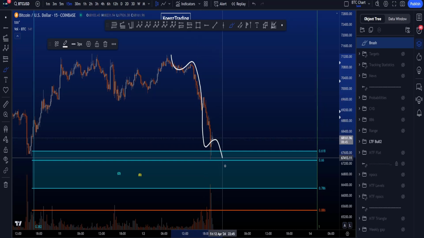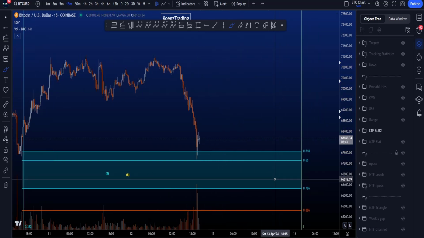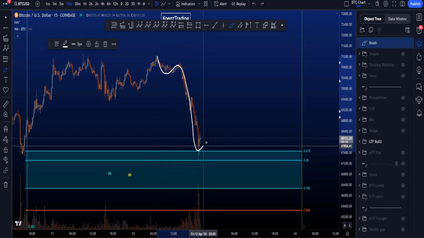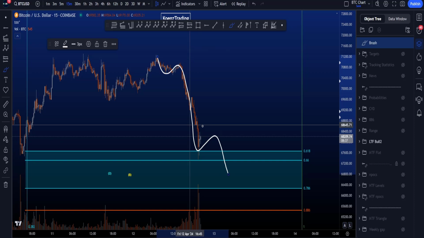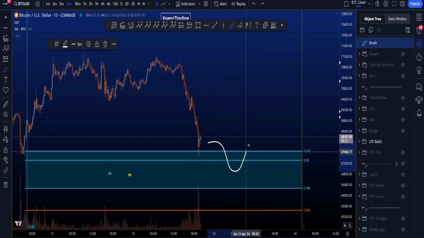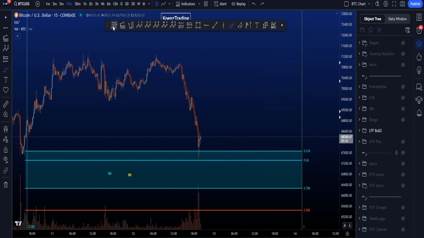And if this is a nice impulsive structure to the downside, what we are waiting for is a wave 4. So we want to see a 1, 2, 3, 4, and eventually a wave 5, meaning we want to see a sideways range, then one more dip in a wave 5, and then continuation to the upside.